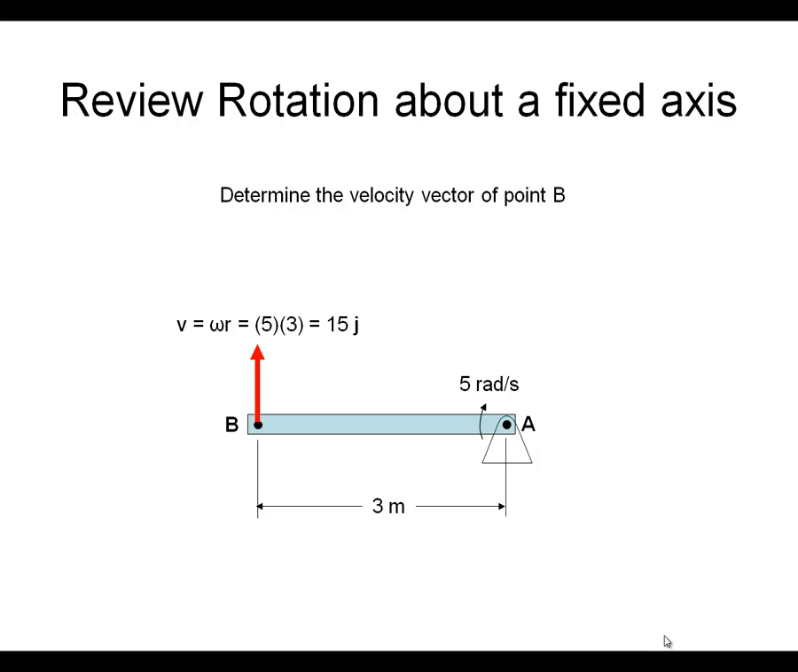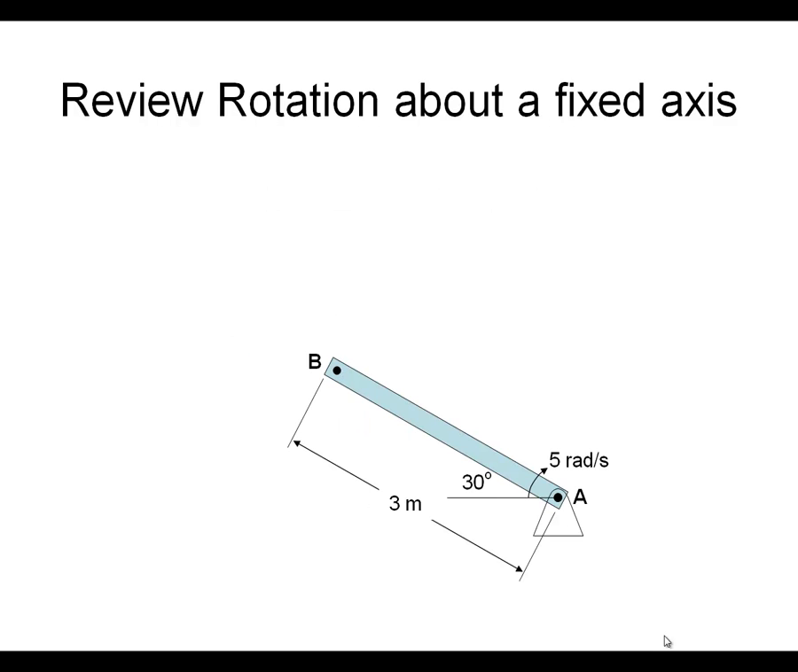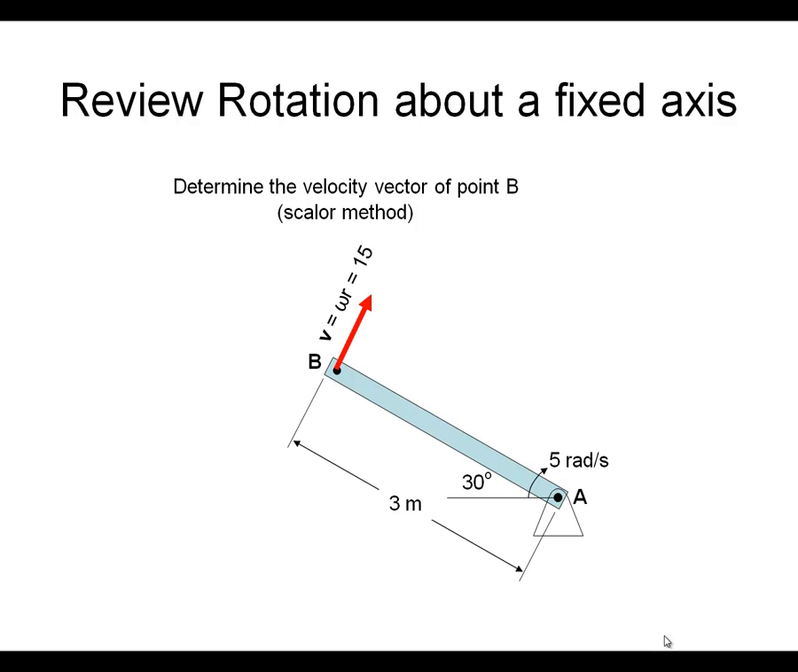So that's one way we could write that vector, is we could use some trigonometry. Let's do this now with this up at 30 degrees. Again, we know that that's 15 meters per second. Omega times r, 3 meter radius times a 5 rad per second, that's 15. But now it's pointing in a direction that's not directly in the i or j direction. So we can use some trigonometry.